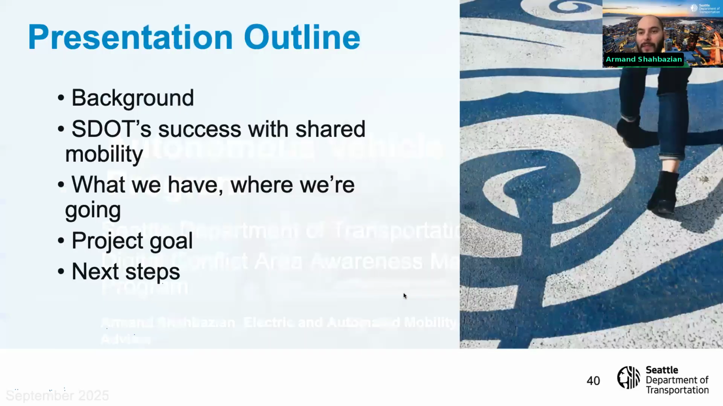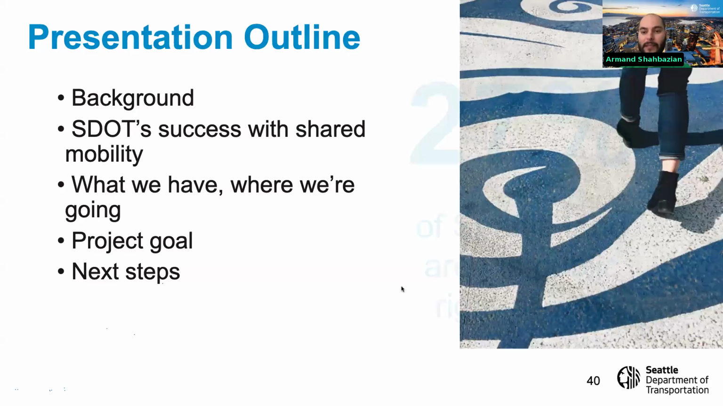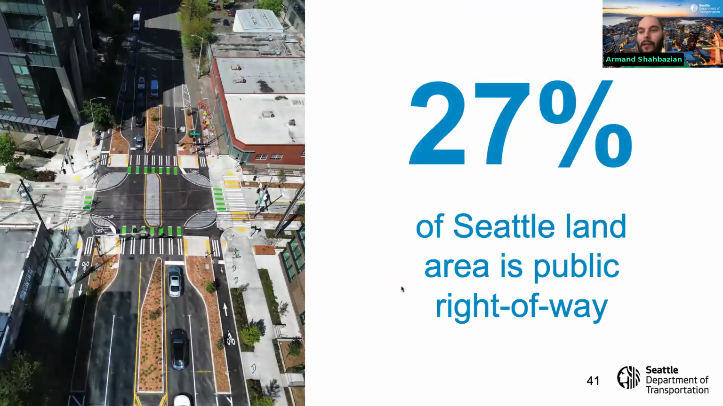Next slide, please. So I'll just do a quick background, go over how this project was informed by our success with shared mobility, and then explain where we're at and where we're going, and next steps. Next slide, please. So for some context, our ability to manage the right-of-way is very important because the majority of Seattle's land area is the public right-of-way, which includes our streets and sidewalks. And so effectively making sure that the network is operating at its max efficiency and also supporting our transportation goals, especially around mode shift, is very important.